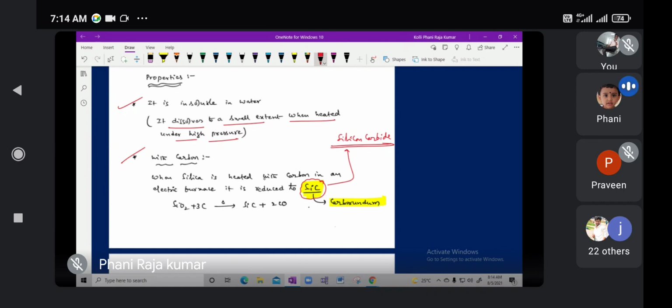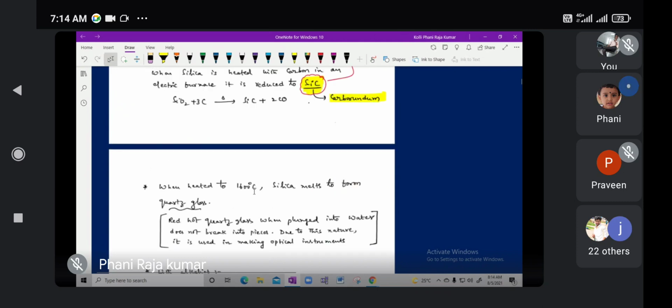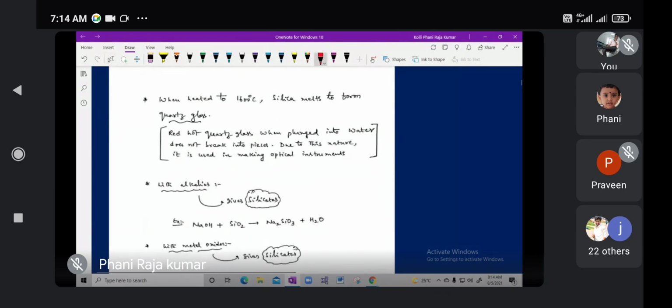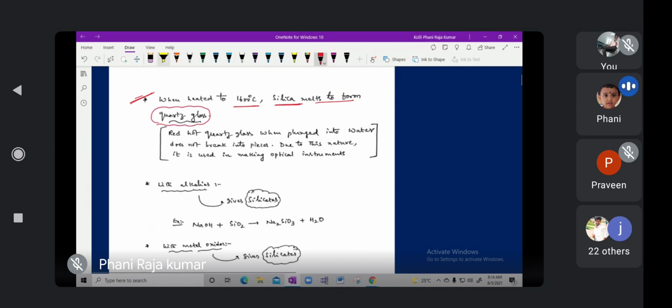A very useful compound is obtained when SiO2 is heated with carbon in an electric furnace. Then SiO2 is reduced to silicon carbide, commercially called carborundum. Not corundum. Corundum is Al2O3. This is carborundum, chemical name silicon carbide, SiC. One more useful reaction. When heated to 1600 degrees centigrade, silica melts to form one type of glass called quartz glass.